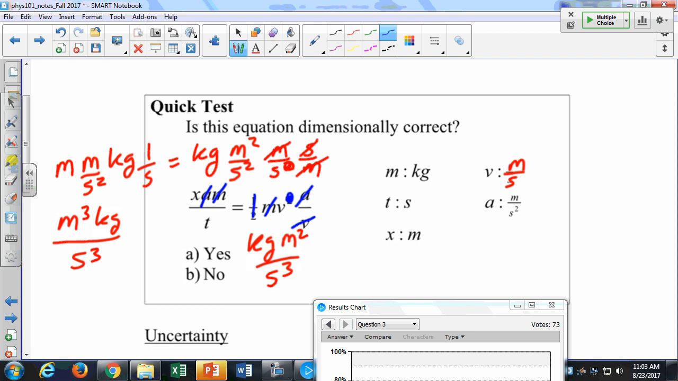On which side? Oh, you're right, Savannah. Right, so this, sorry about that. This should be meters squared. All right? You'll see my mistake here. Nobody said anything. M times n is meters squared. So they actually are, in fact, dimensionally correct.